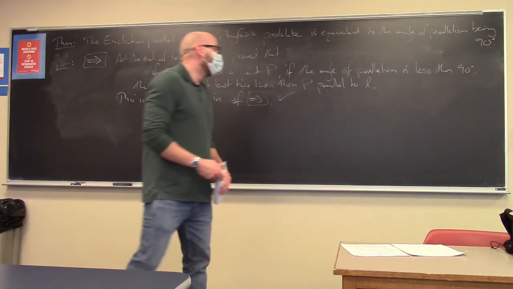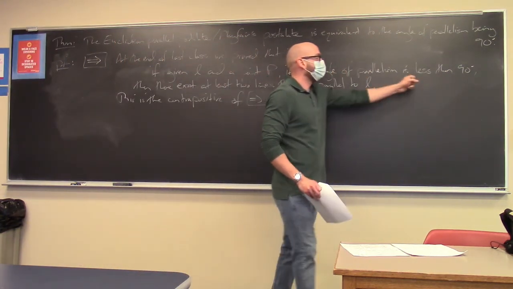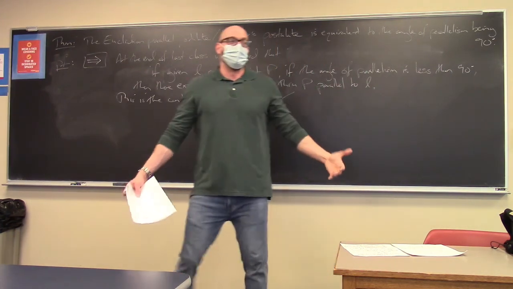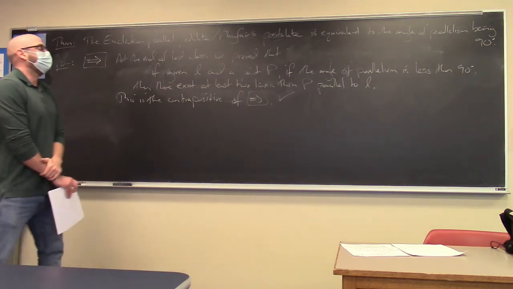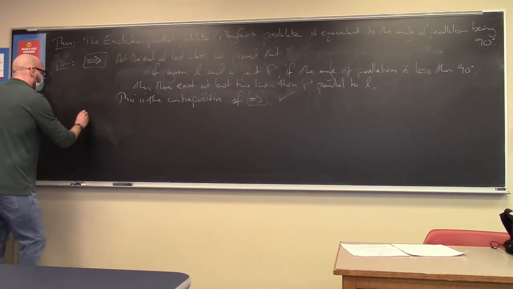Again, as long as you're willing to accept some basic facts about the negations, right? Technically, if you just read this statement, the angle of parallelism is less than 90, the negation would be bigger than or equal to 90, right? But we know we can't be bigger, so the negation is technically just equals 90. So there's a contrapositive. What about the backwards direction?